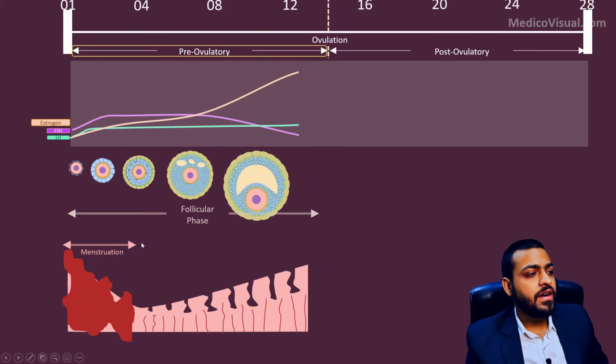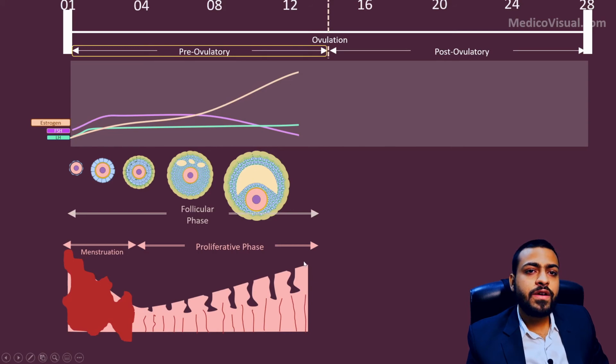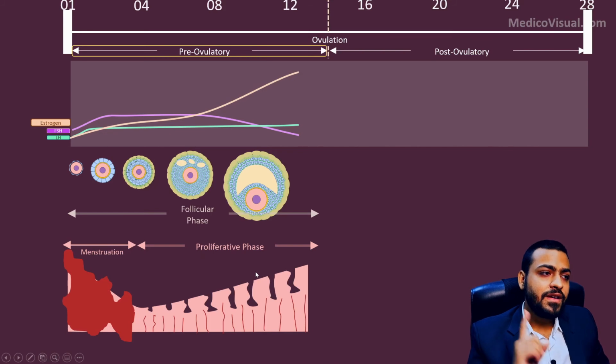And in later days, estrogen from these follicles causes the proliferation of the uterine wall, proliferation of the endometrium. So it is the proliferative phase of the uterine cycle. So the pre-ovulatory phase is also the follicular phase of the ovarian cycle, and it is also menstruation in the first 5 days followed by the proliferative phase of the uterine cycle, right?